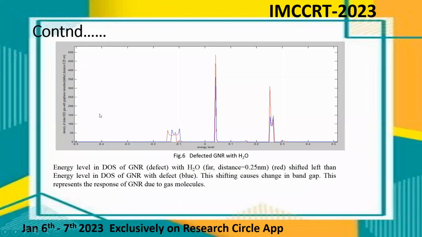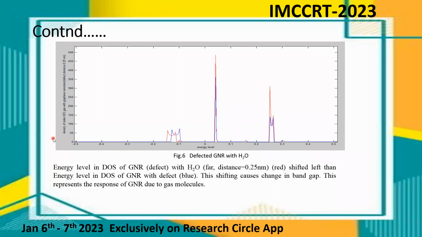It is the next slide, and we are continuing. In our next slide, we have observed that in the x-axis there are some energy levels, and this figure is for a defected graphene. There are two colored curves. One is blue, which is for graphene, and the red curve is for H2O. Before interacting with H2O, for a defected graphene, we will get this blue curve.